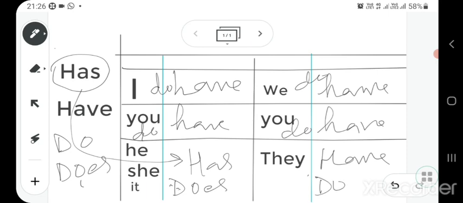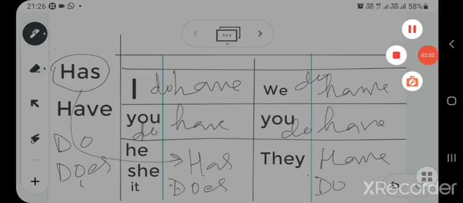For example, Mohan has a book. Mohan is a third person and he is singular. That's why we have used has. But when Mohan and Sohan are considered, then Mohan and Sohan have a book, not has. And the same rule applies to does and did.